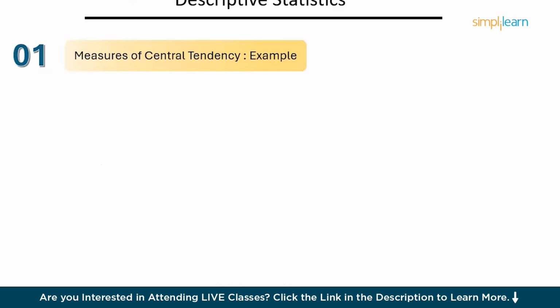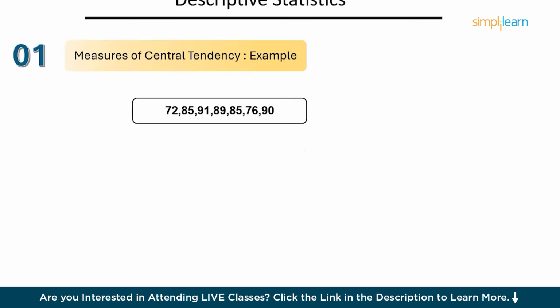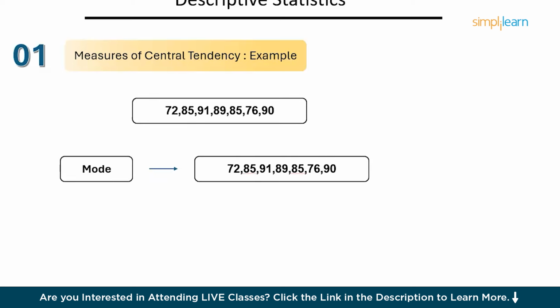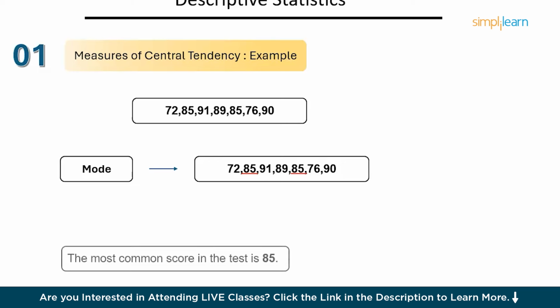Now, moving on, the next is to calculate the mode. The mode is a score that appears most often. So, we take the same example and we see that 85 occurs twice, more than any other score. So, the most common score in the test is 85.